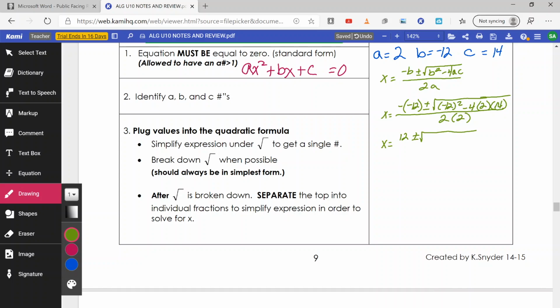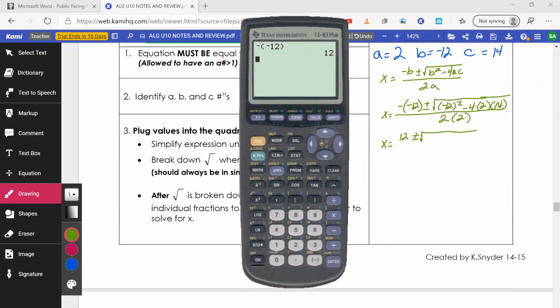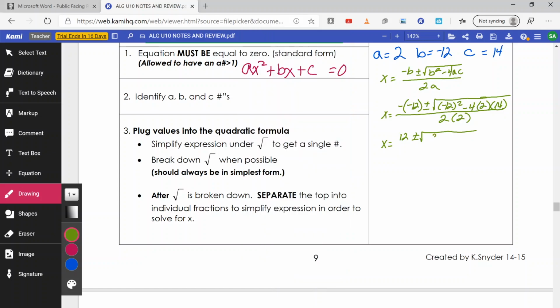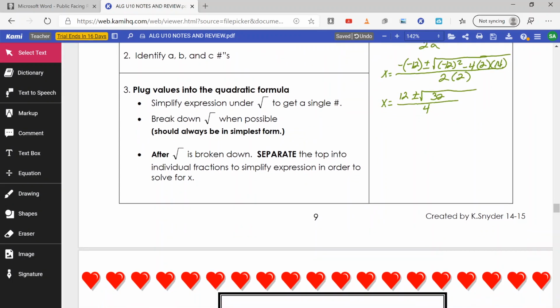And instead of doing 12 squared minus 4 times 2 times 14 separately, I'm just going to do it all at once, because that's the neat thing about this calculator. So we have in parentheses negative 12 squared minus 4 times 2 times 14 gives me 32. All over 2 times 2, which ends up being 4.